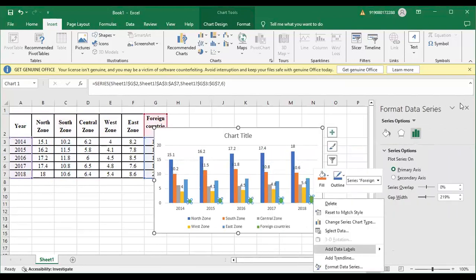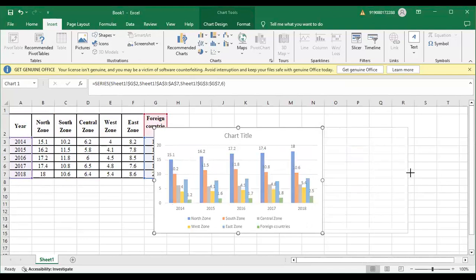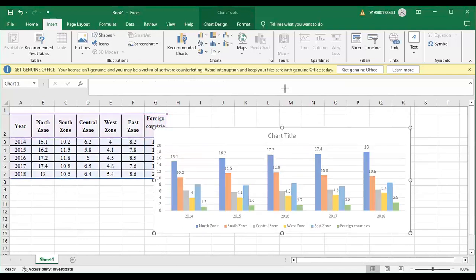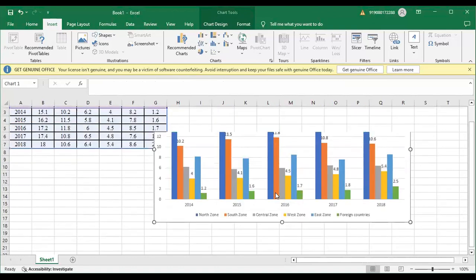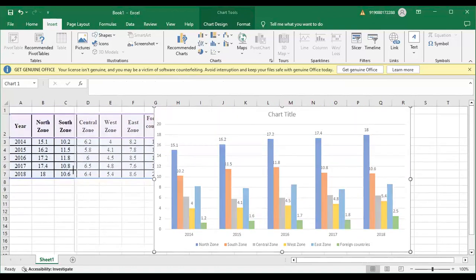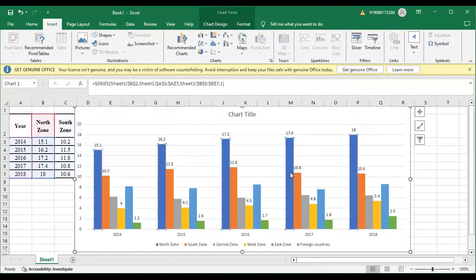Now I can make it a little bigger for understanding. For the same data, how can we map the data? Mapping of data also comes under the syllabus, right? Mapping of data means they are giving this data. For example, 2014 North Zone, what is it. This blue color is North Zone, orange is South Zone. Like that they have mentioned.